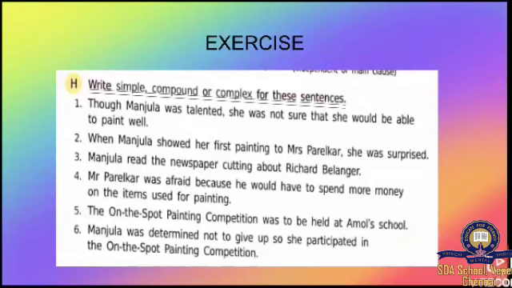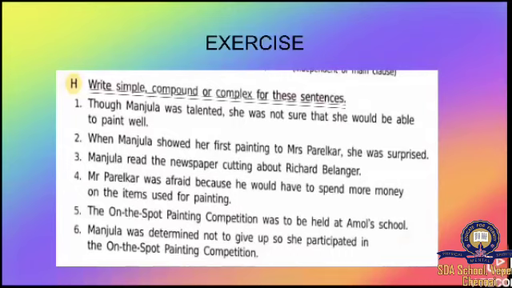Manjula was talented, and the other part, she was not sure that she would be able to paint, gives a meaning while adding the word though. Though is a subordinating conjunction, and where did we see it? Yes, we saw it in the complex sentences. So, here we have combined an independent clause with a dependent clause. So, it is a complex sentence.